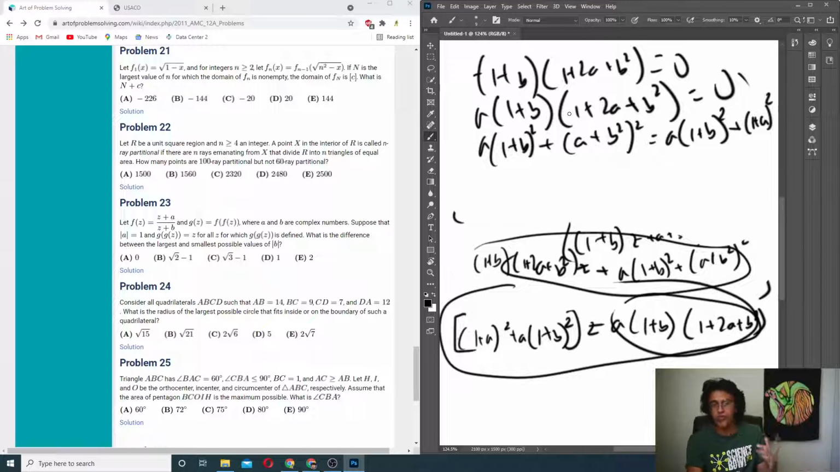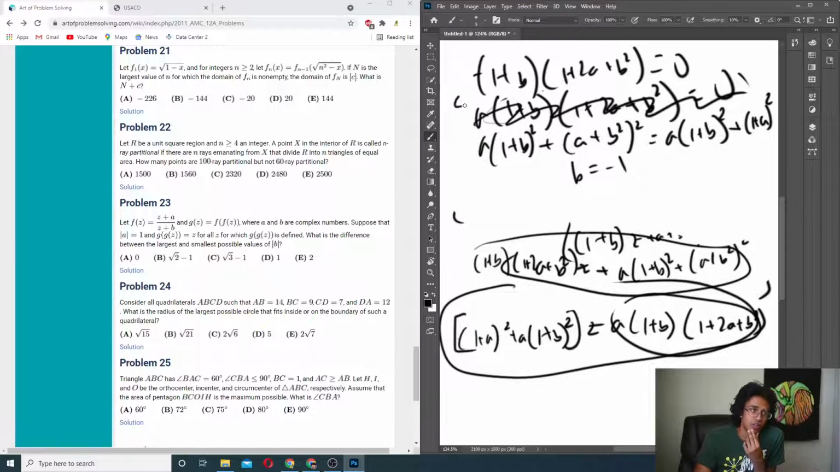But essentially, from the first one, we can see that b is either equal to negative 1, or 1 + 2a + b² is equal to 0, right? So let's try the first one, right? b is equal to negative 1. Then this one's also satisfied. We could basically ignore this one because it's the same as the first one.